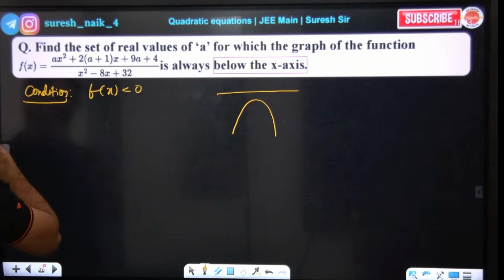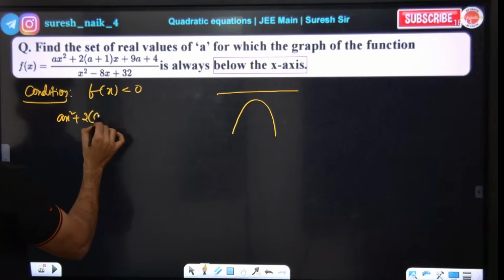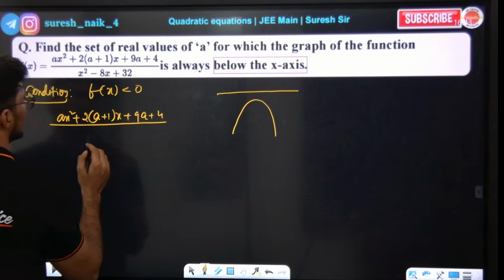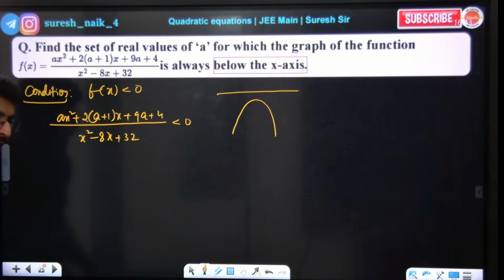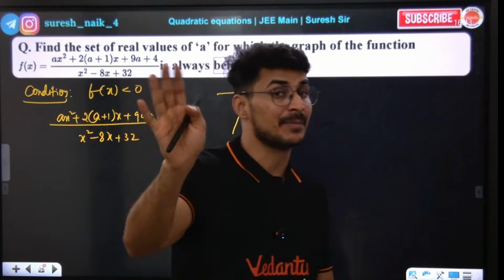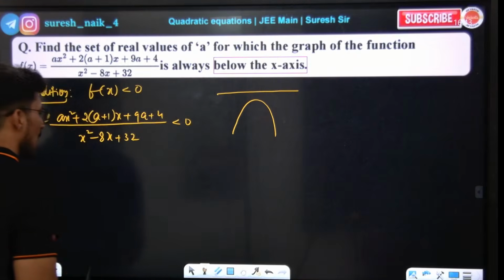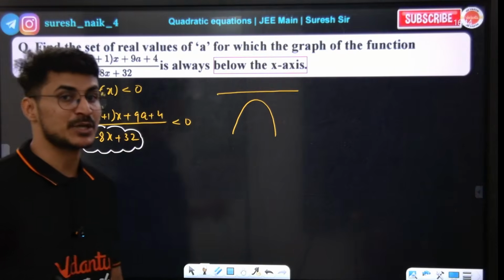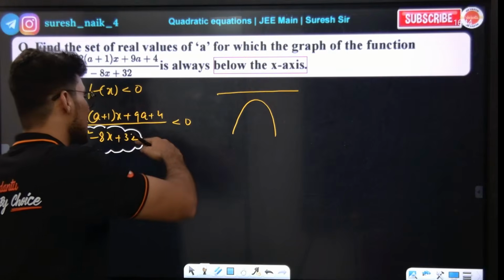Now I want to understand one thing. What is f of x here? Ax square plus 2 times of a plus 1 into x plus 9 times of a plus 4, divided by x square minus 8x plus 32, less than 0. I have a doubt, sir: in an inequality, we should not cross multiply the denominator straight away, because that is not a rule of the inequality. If I am sure about the sign of the denominator, cross multiply can be done.